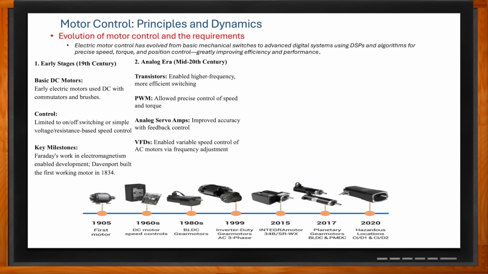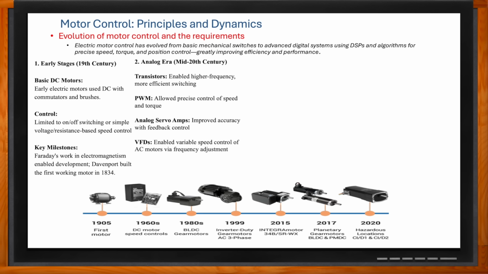In the analog era, mid-20th century, I remember like it was yesterday, the transistor invention, thank God to some of the scientists in the US, enabled higher frequency and more efficient switching. And pulse width modulation, called PWM, also allowed precise control of speed and torque. And so that gave us another leg up on how that motor is controlled, and we can vary speed and we can vary torque for different loads and different applications.